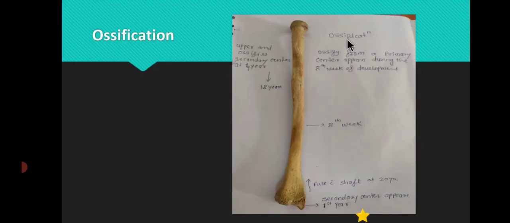Now coming towards the ossification of the radius. The radius is ossified from one primary center, which appears at the 8th week of intrauterine life. The secondary center for the upper end appears at the age of 4 years and fuses with the shaft at the age of 18 years, while the lower end appears at the age of 1 year and fuses with the shaft at the age of 20 years.